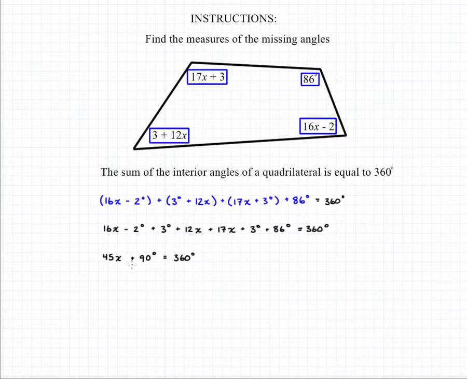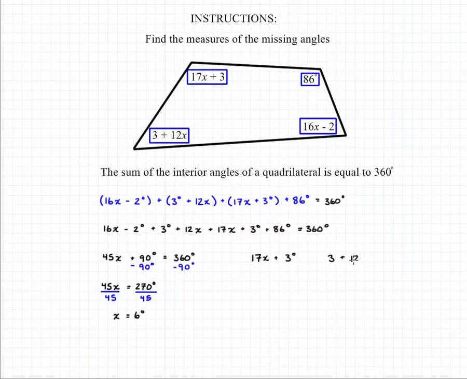And from there, we can subtract 90 degrees from both sides of the equation, which will give us 45x on the left and 270 degrees on the right, and then we can divide both sides of the equation by 45. This will give us our value for x, and we can figure out that x is going to equal 6 degrees.